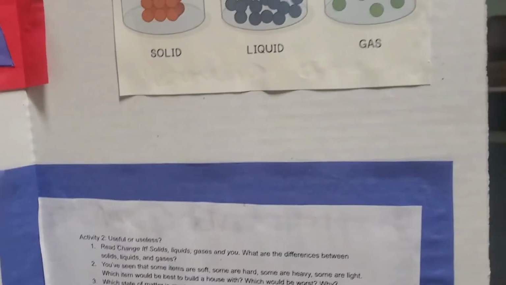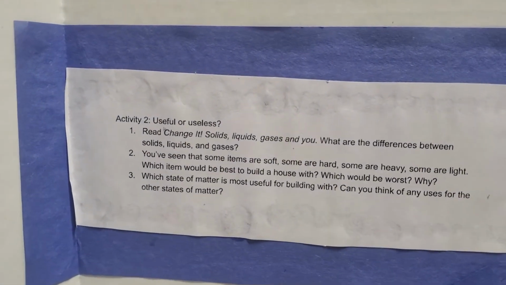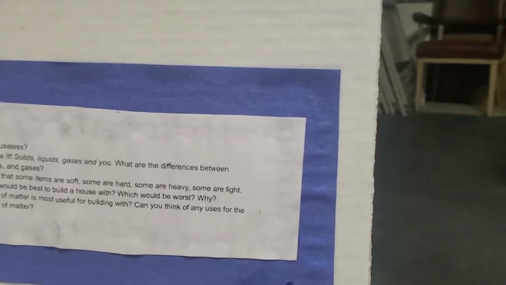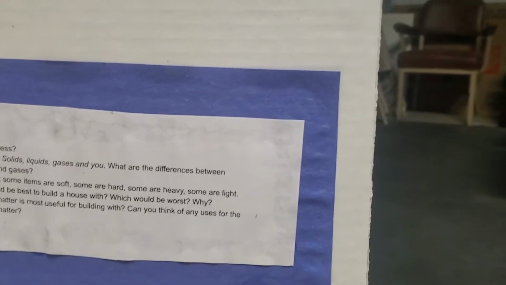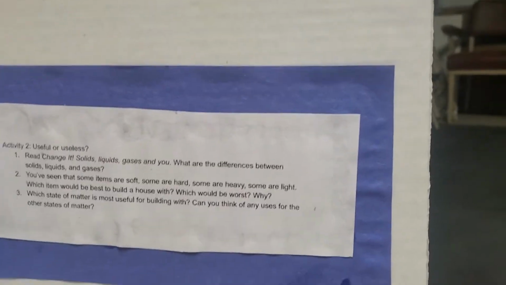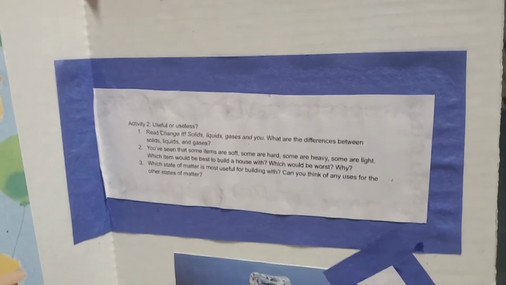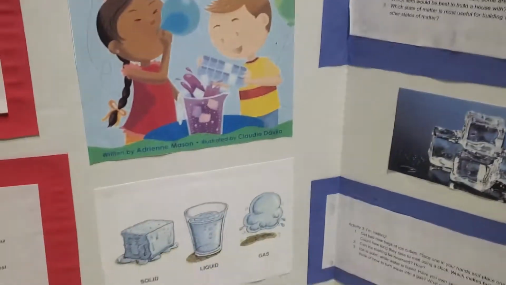The second activity, for that second standard, is evaluating the usefulness of each item. After they read that book, they're going to be looking at the materials they've been presented with and deciding which one would be useful for building with, and then extrapolating, there's different states of matter, which state of matter seems to be the most useful for building with, and are there uses for the other states.